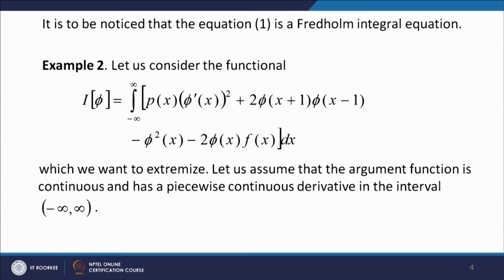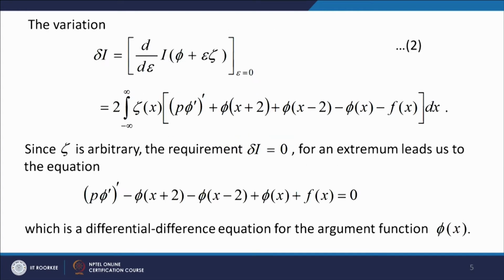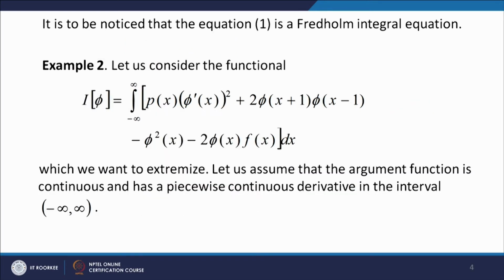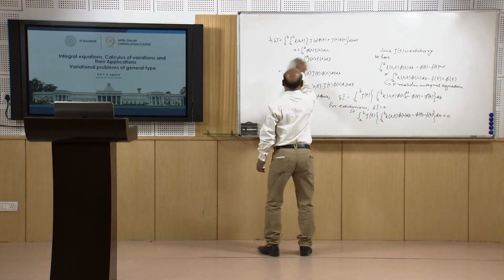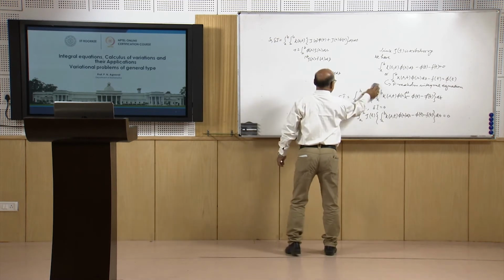Let us consider this functional I(phi) equal to integral over minus infinity to infinity p(x) into phi dash x whole square plus 2 phi(x) plus 1 into phi(x) minus 1 minus phi square x minus 2 phi(x) into f(x) dx, which we wish to extremize. Let us assume that the argument function is continuous and has a piecewise continuous derivative in the interval minus infinity to infinity. So let us see how we get the Euler's equation for this variational problem.